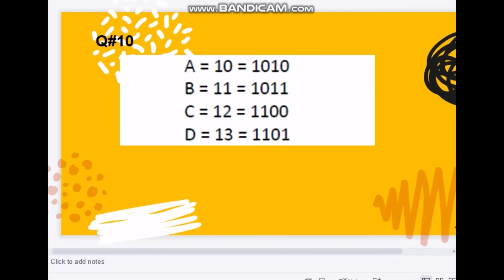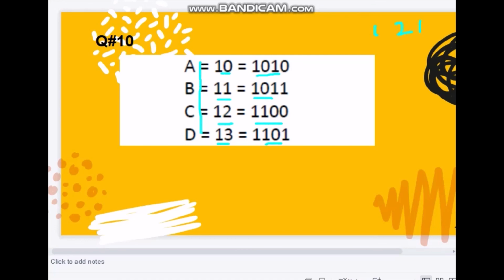Here is question number 10. We have to find the binary of A, B, C, D. These are hexadecimal numbers. As we know, the hexadecimal of A is 10, B is 11, C is 12 and D is 13. So we have to find the binary of each number and then combine it. How can we find the binary of 10? It is an easy and simple method.